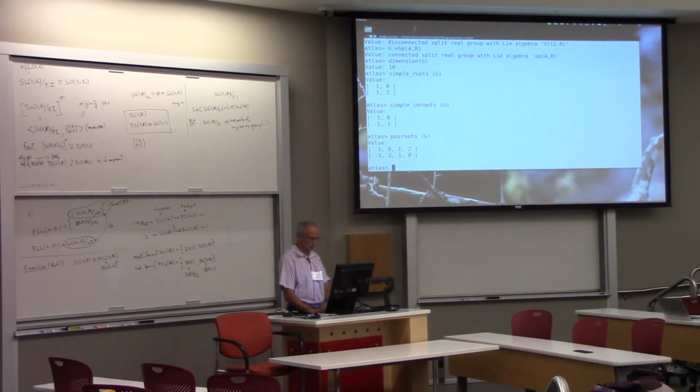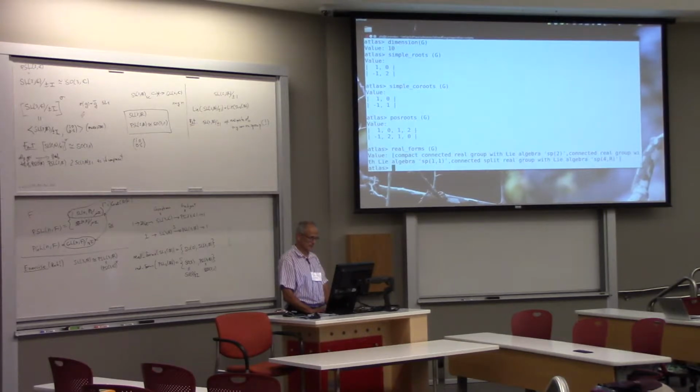Let's see. What are the real forms? When you say that, you're implicitly comparing the root itself. So I find that a little hard to read, so I'm just going to do a little for loop. For H in real forms of G, do. So real forms of G is returning a list of real forms. And I'm just saying run over them and print them. So this just makes it look a little nicer.